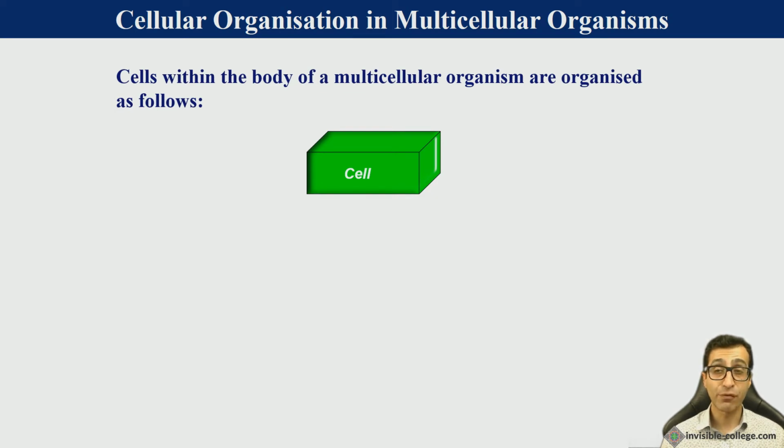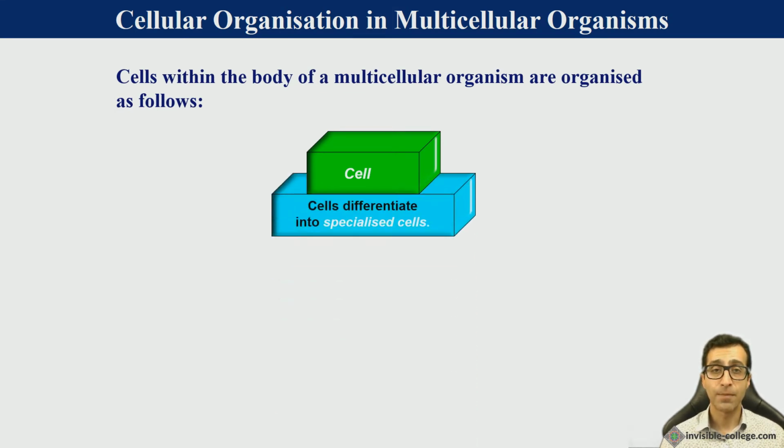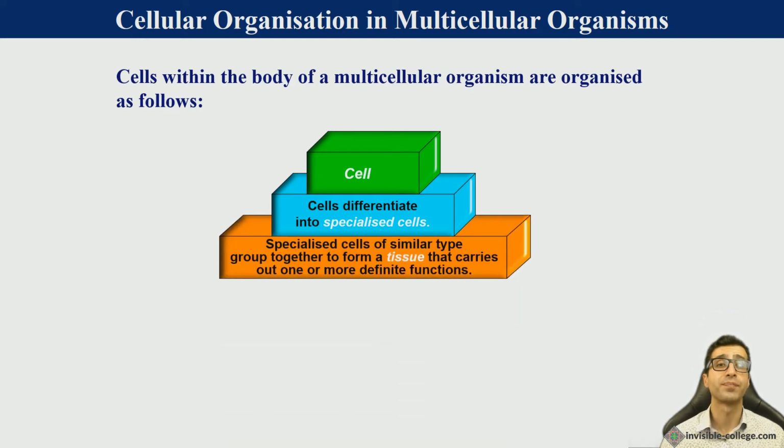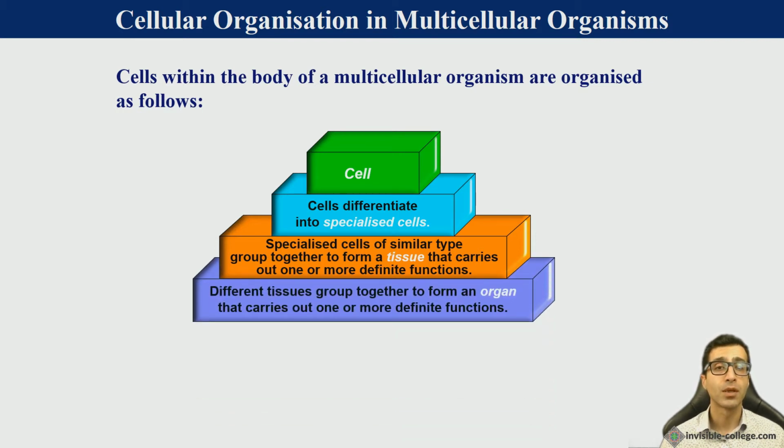Now cells can differentiate and specialize into specialized cells which perform specific functions and have specific morphologies, specific shapes and structures. But then specialized cells of a similar type can group together to form a tissue which carries out one or more specific functions. But then you can have different tissues which are organized into discrete structures called organs, which carry out specific functions within a multicellular organism.